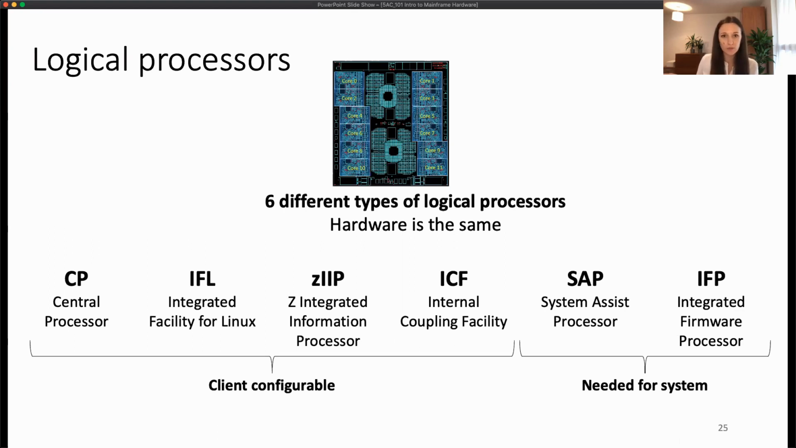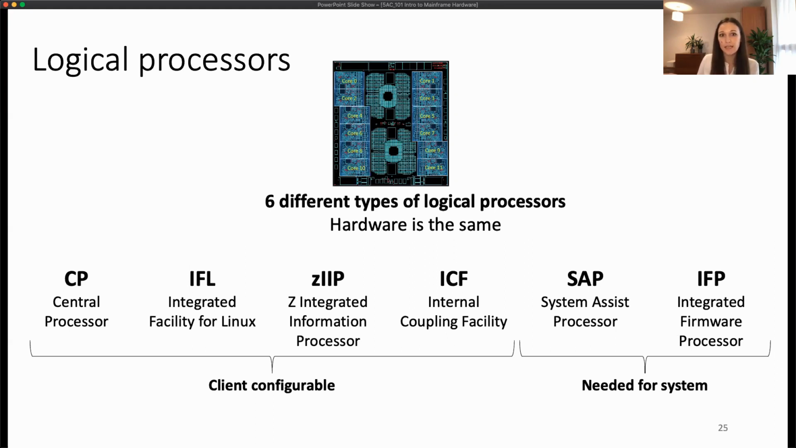And those are necessary if you want to have a high availability configuration of your mainframe. And that's something we will talk about a bit more in detail later. So those 4 types of logical processors are configurable by the organization that is using the mainframe. But then we also have 2 types of logical processors which are required by the system.